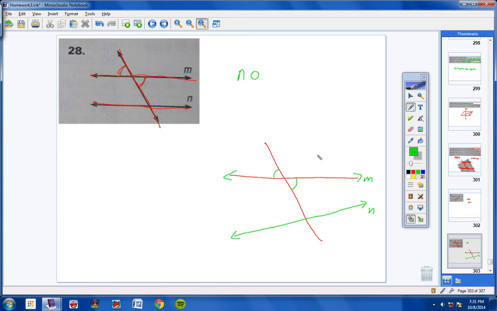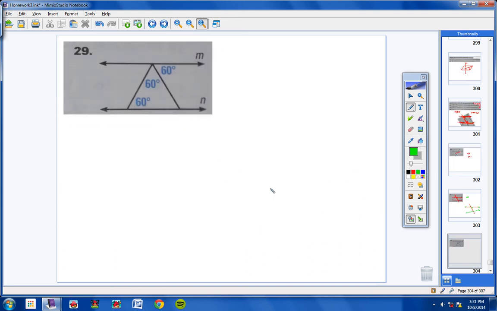Okay, look, here's how you know if the two lines are parallel. Either you have alternate interior angles congruent, we don't have that, or alternate exterior are congruent, or corresponding angles are congruent, or consecutive interior angles are supplementary. We had none of those four scenarios, okay? Number 29. Now this one looks like we might possibly not have enough information, but we really do.